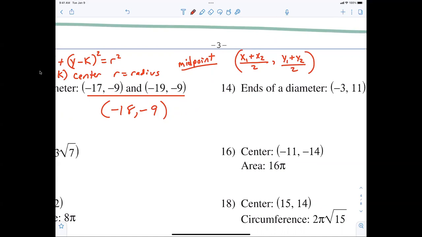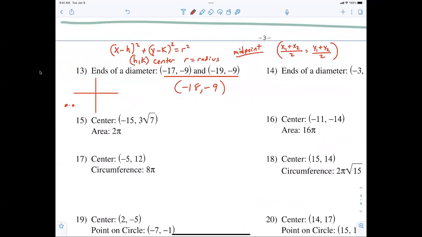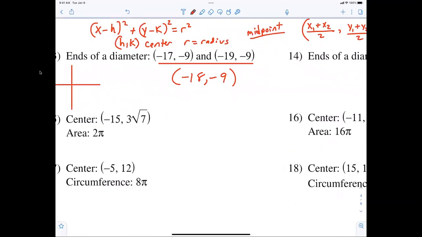So now that we know that the midpoint, or the center of the circle, is (−18, −9), we can write the first half of the answer. The first half of the answer would be (x + 18)² + (y + 9)² = r². Everybody with me on that?